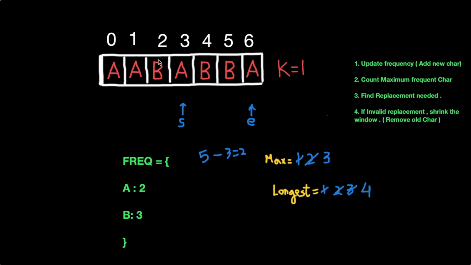So this is the overall logic to solve this problem. In each iteration, after performing these steps, we are tracking our longest. So finally, we'll return this longest as a result.